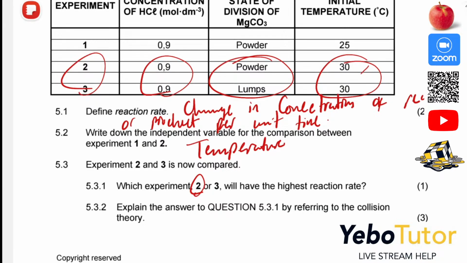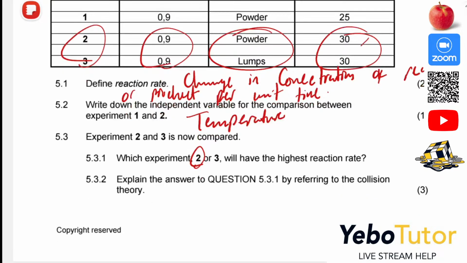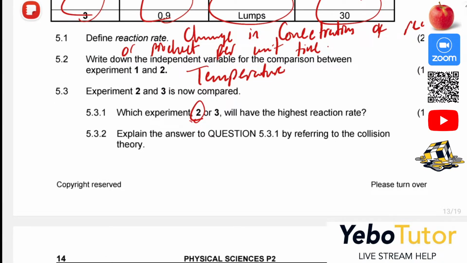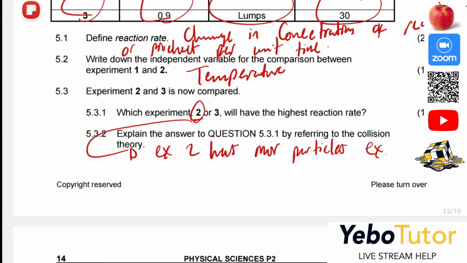Guys, we know that experiment 2 will have the highest rate. Why? Because it will have more particles exposed to the larger surface area, right? So you can just write that as well. You can say experiment 2. Why are we saying that? According to this collision theory, we know that experiment 2 has more particles exposed, or larger surface. Then what does this mean?